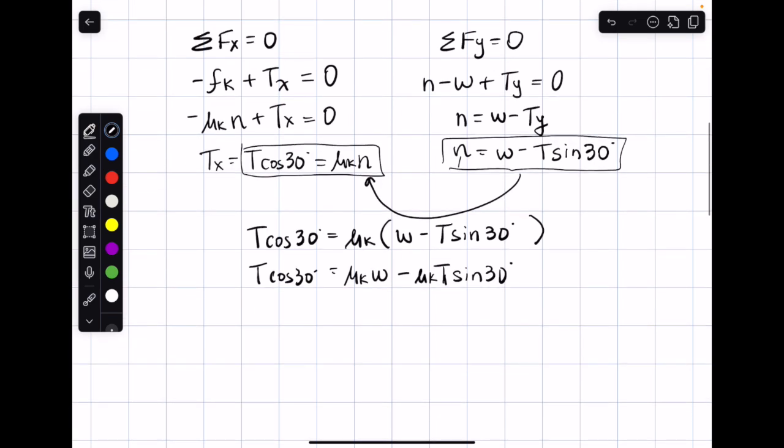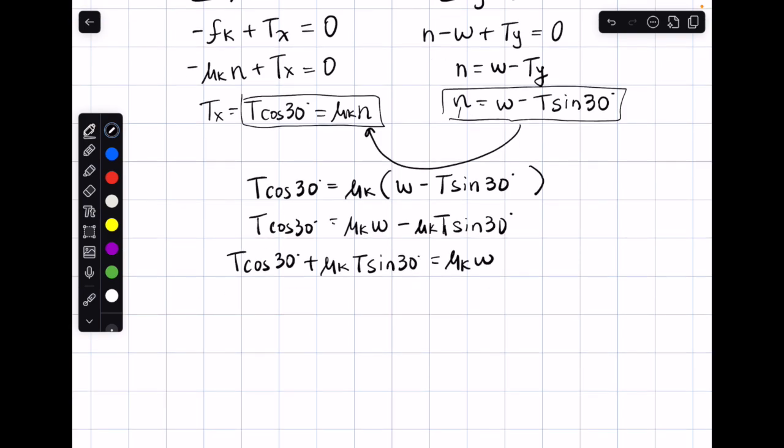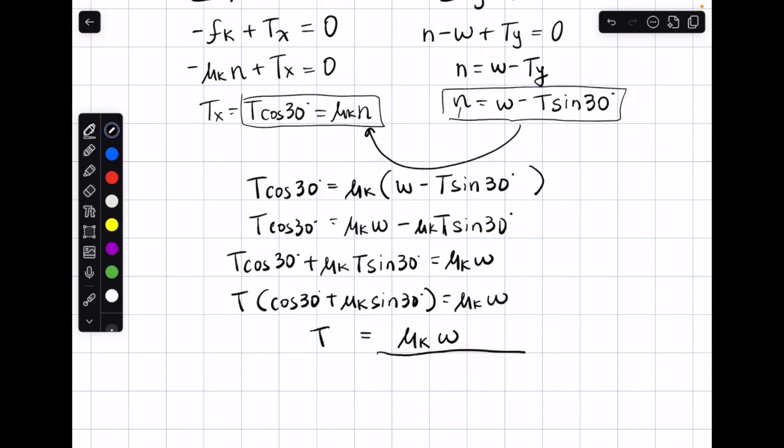All right, and then let's move our T over. So we have T cosine 30 plus mu k T sine 30 equals mu k W. Okay, pull the T out, getting rid of that T. And then I will divide to solve for T, the tension, or the force that I need to pull with in order to keep that box moving at a constant velocity.